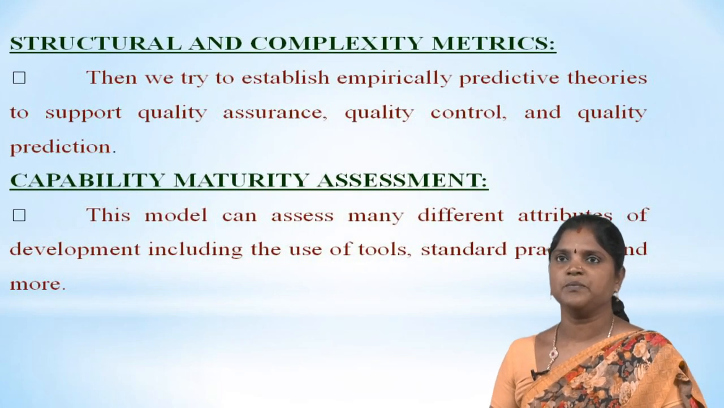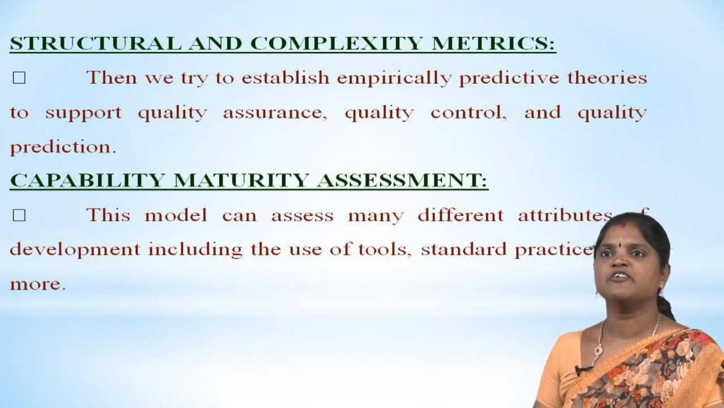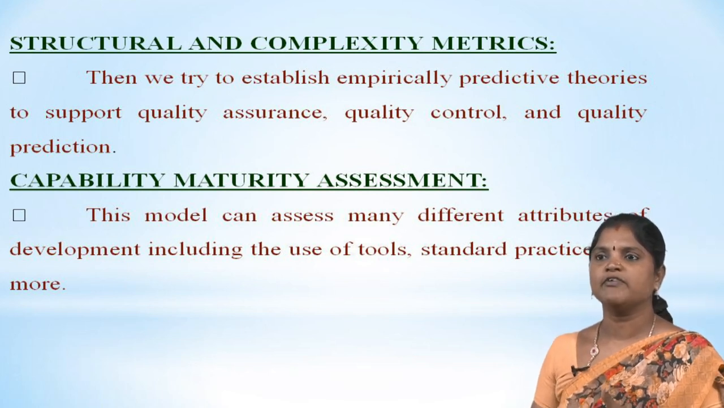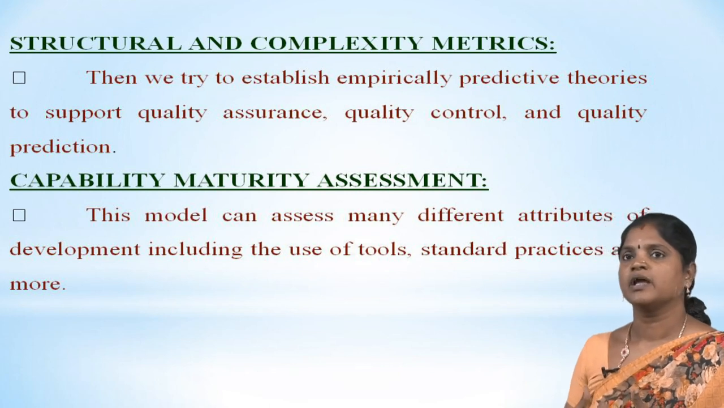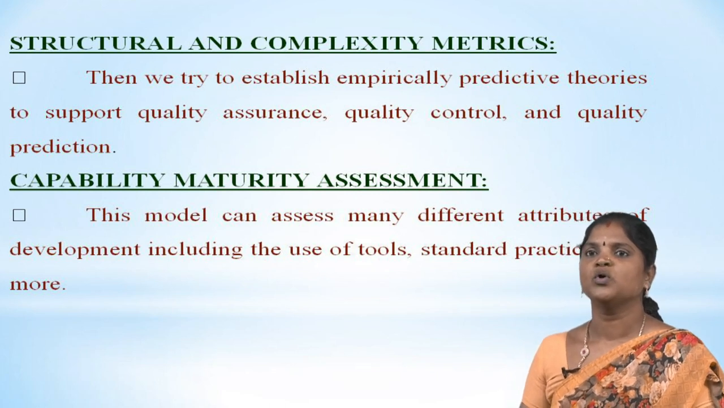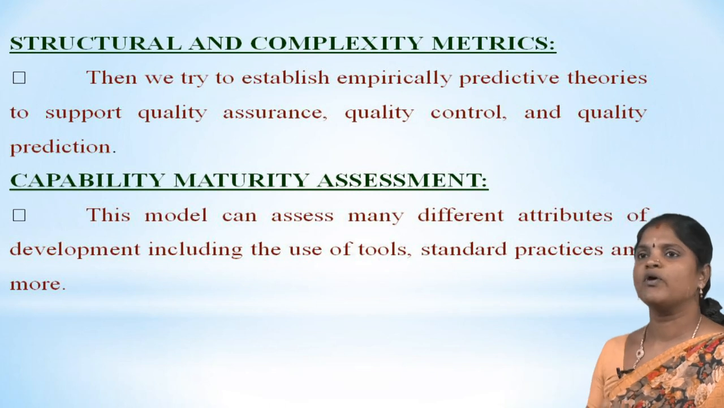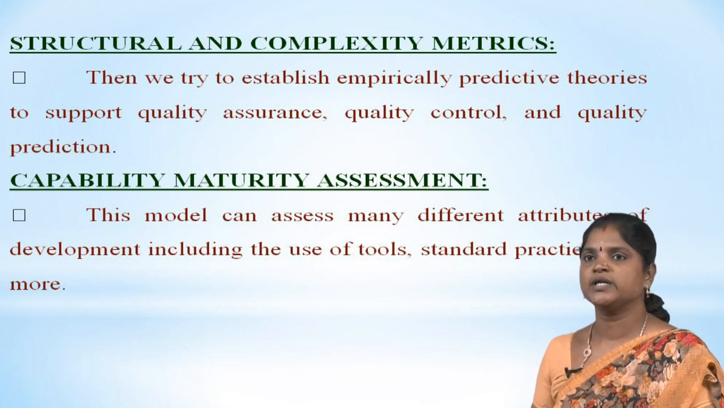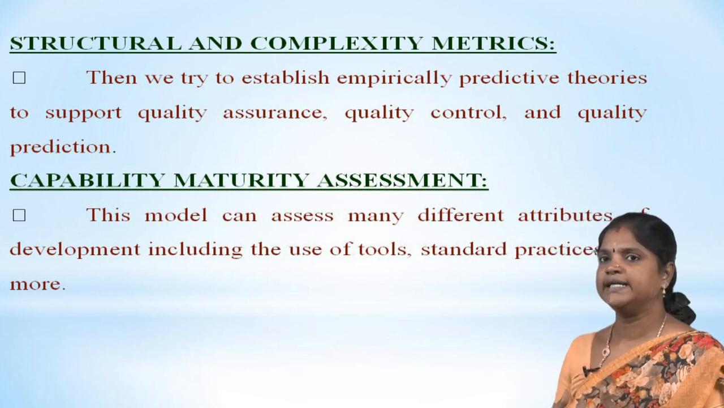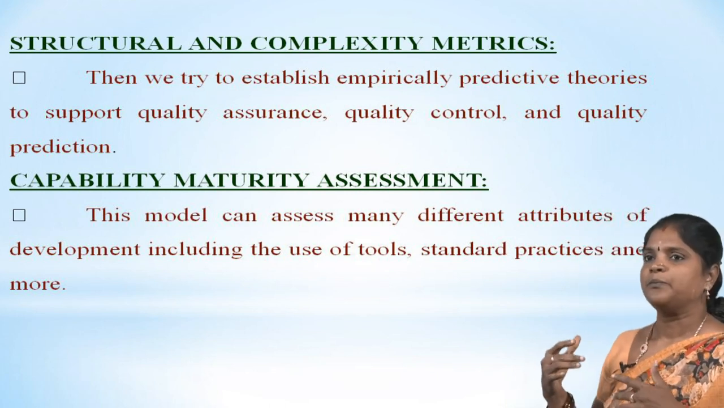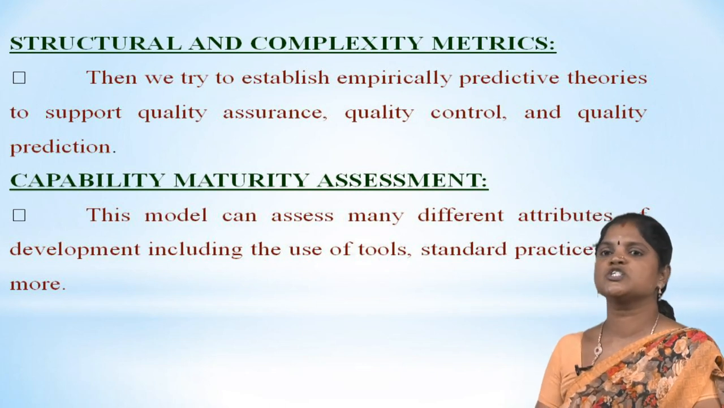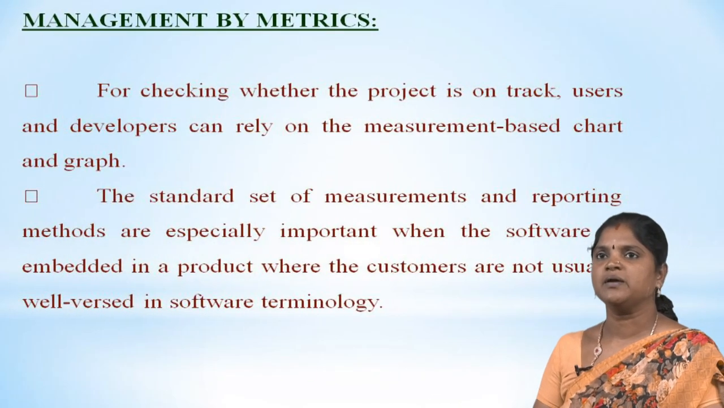Structural and complexity metrics. Here we measure the structural attributes of representations of the software which are available in advance of execution. Then we try to establish empirically predictive theories to support quality assurance, quality control and quality prediction. Capability maturity assessment. This model can easily assess many different attributes of development including the use of tools, practices and more. It is based on the key practice that every good conductor should be using: management by metrics.